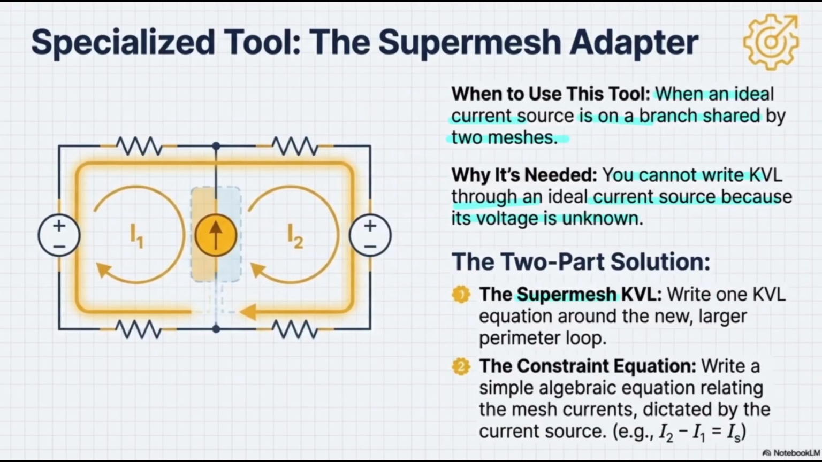The supermesh KVL: we are going to write one KVL equation around a new larger perimeter loop, as you can see over here. Then you have the constraint equation: write a simple algebraic equation relating the mesh currents, directed by the current source. It means I'm going to consider the current that moves through here, I2, as I1 plus this one, or based on the direction, it could be subtracted. By using that, I have a much simpler situation, and I can use it for solving anything I would like.